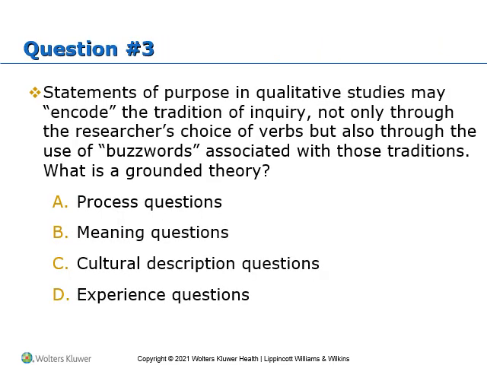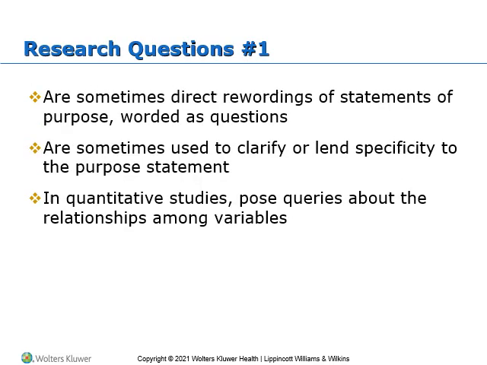So question number 3 is, statements of purpose in qualitative studies may encode the tradition of inquiry, not only through the researcher's choice of verbs, but also through buzzwords associated with those traditions. So what is grounded theory? Grounded theory is really looking at process questions. We're going to talk a little bit about theories. I'm not sure I understand.